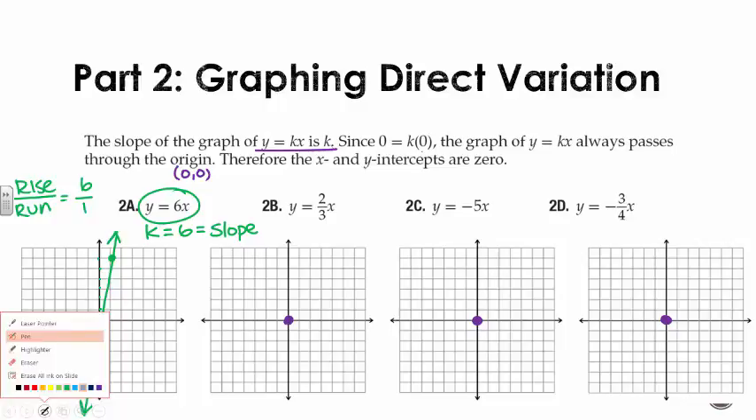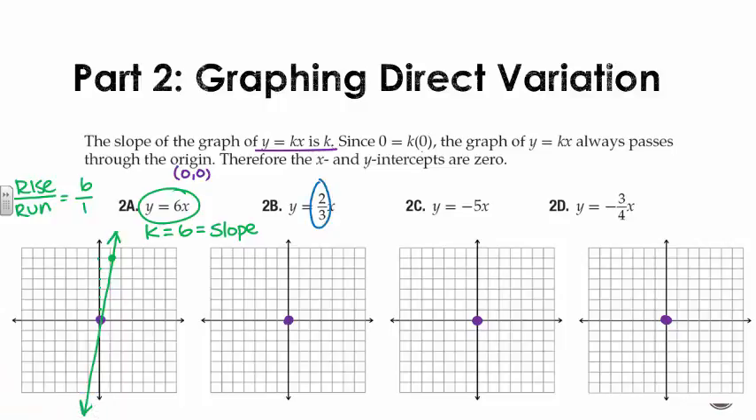Now we can do the same thing with the next one. The next one's kind of cool because they gave our k to us in a fraction form. And remember, that's our slope, rise over run. So it starts at 0 because it's a direct variation equation, and then I'm going to rise up 2 and run over 1, 2, 3 to get to my next point. All we need is those 2 points, connect them, and we're done.